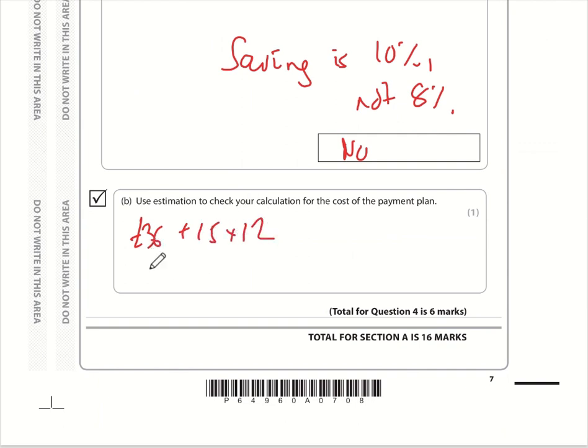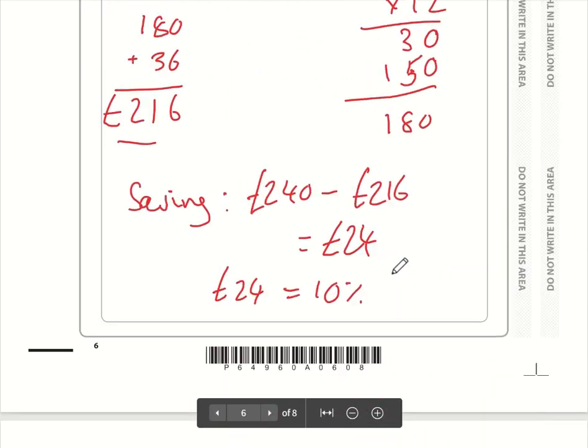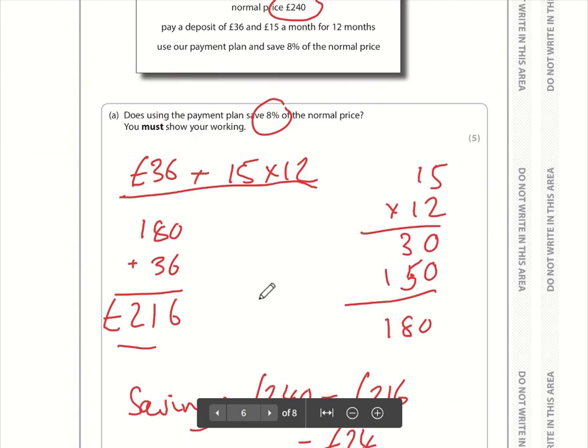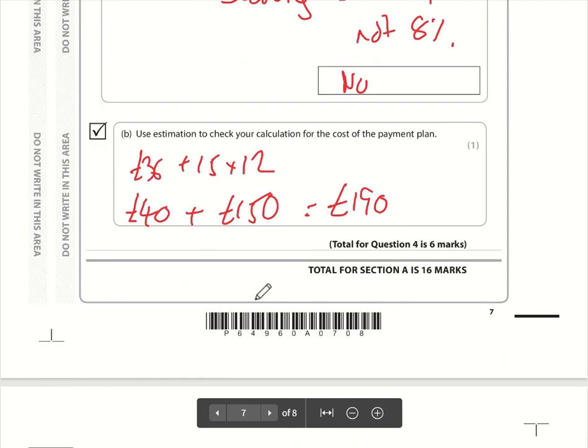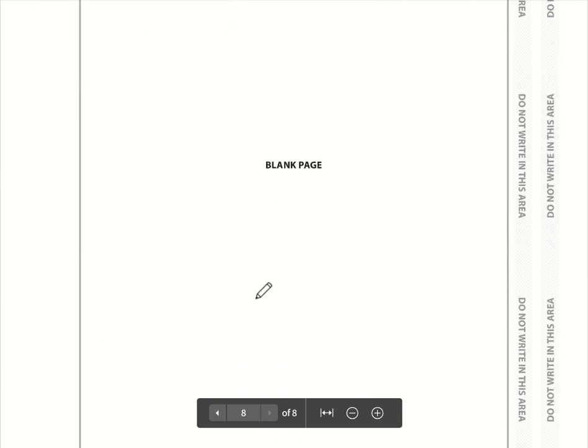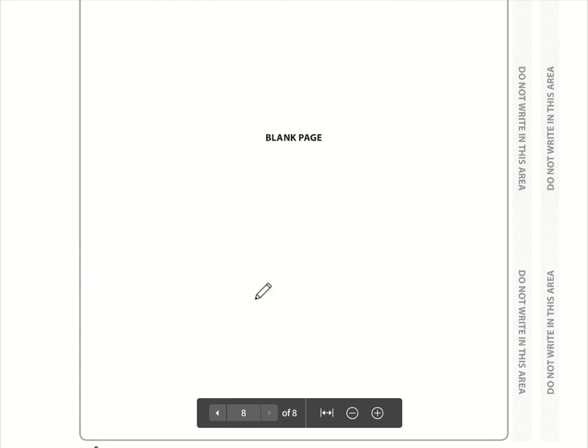So we could call £36, call it 40, and 15 times 12, we could just say 15 times 10, which is 150. So 40 plus 150, 190. So 15 times 12 is a bit different from 15 times 10, so we're going to be a bit out. So it's £190, and what did we calculate it to be? 216. So it's in the right ballpark. So we know we've probably got that answer right, and that takes us to the end of that section.